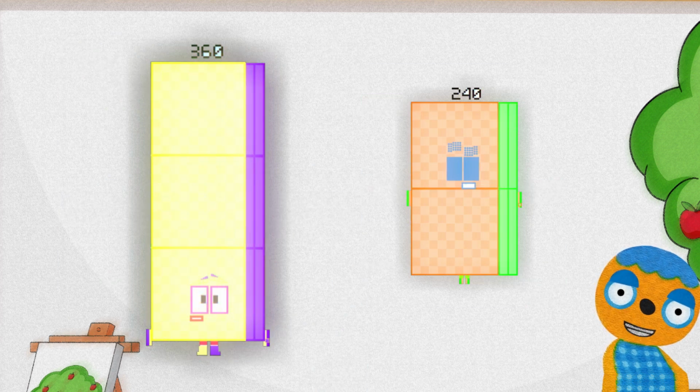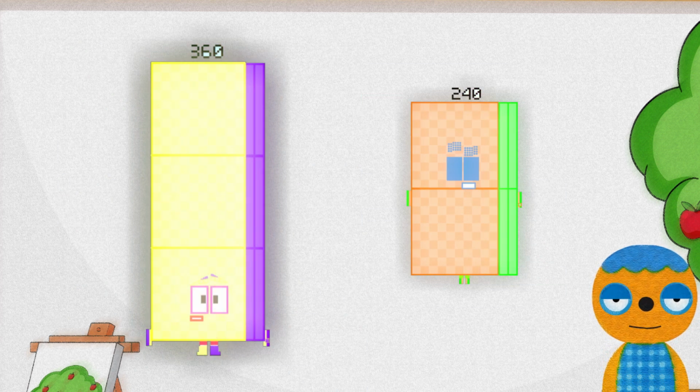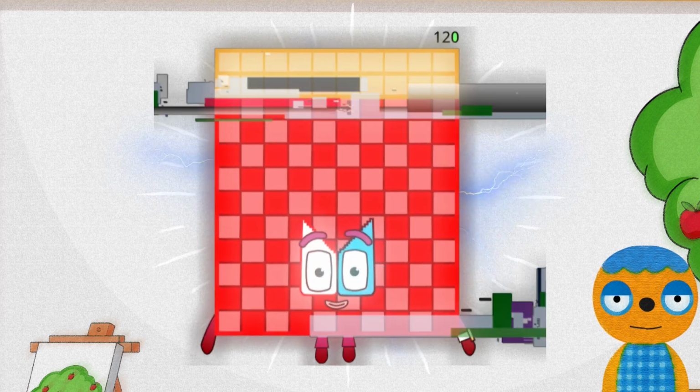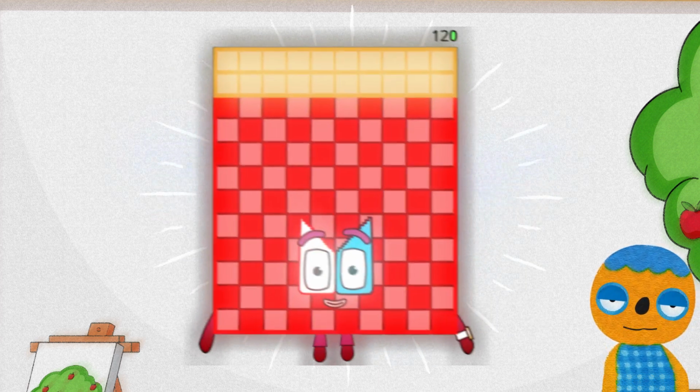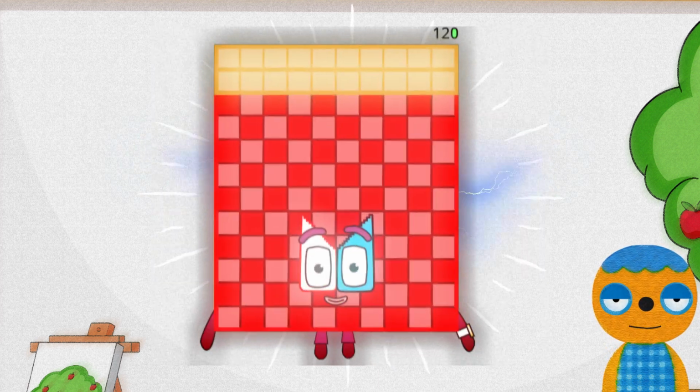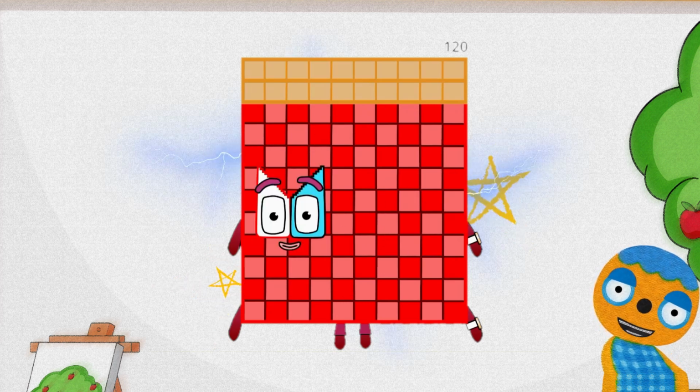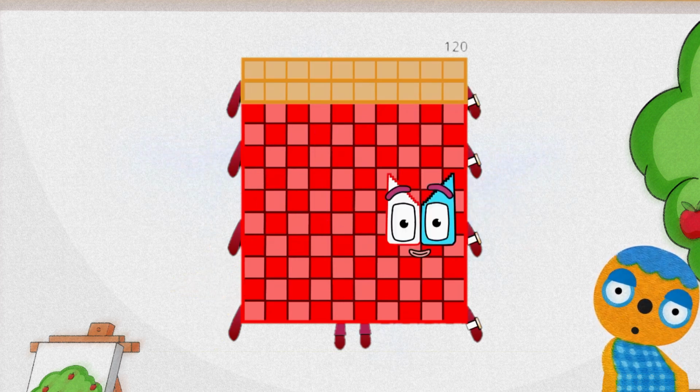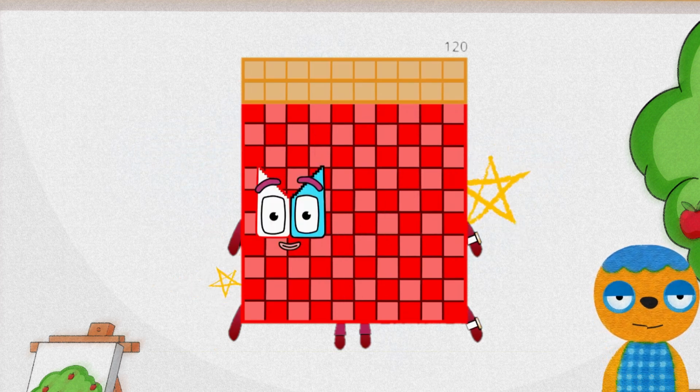If you remove 240 from 360, what's left in the line? 120. 360 minus 240 gives you 120. So neat!